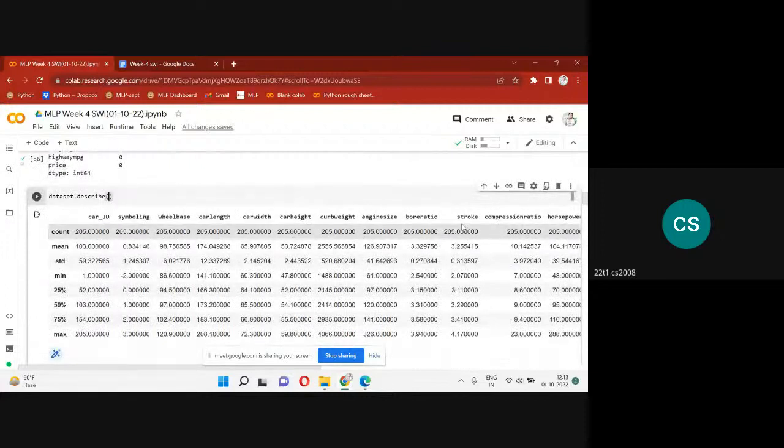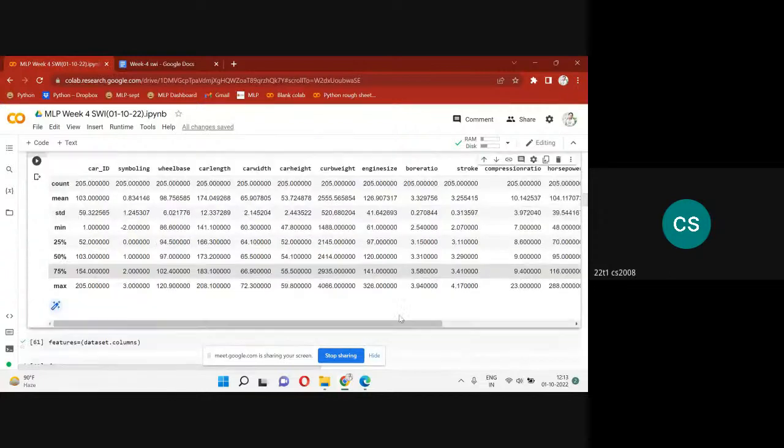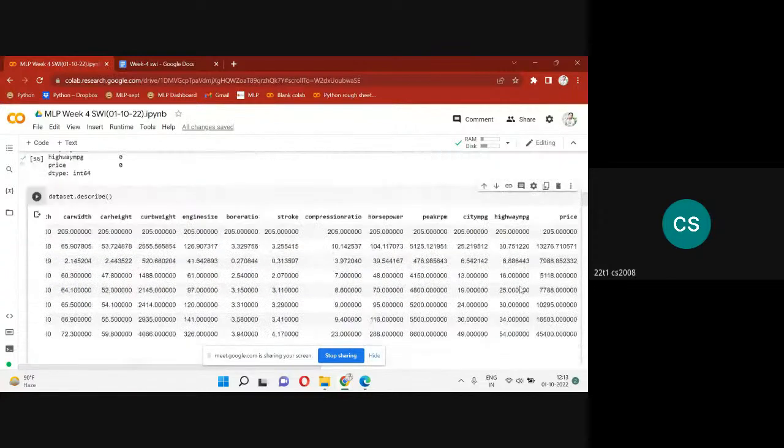Okay, so here also we can see that the average city mileage is 25.21 and the average highway mileage is 30.75, which completely makes sense because obviously a car on the highway will give you a little higher mileage.